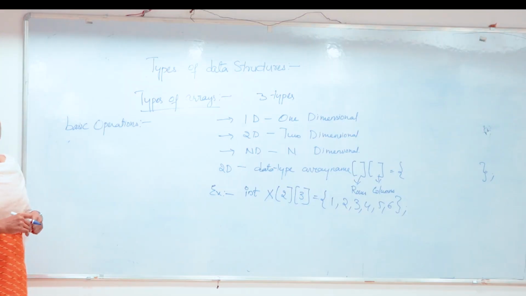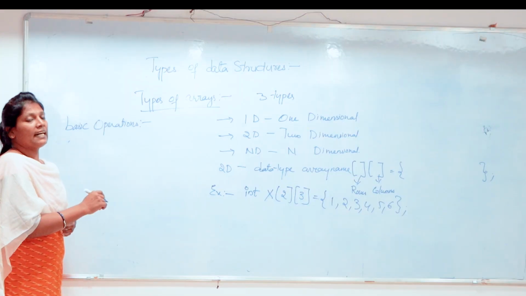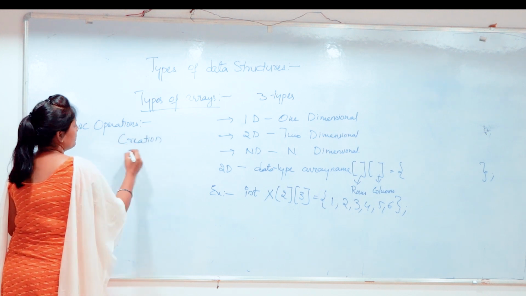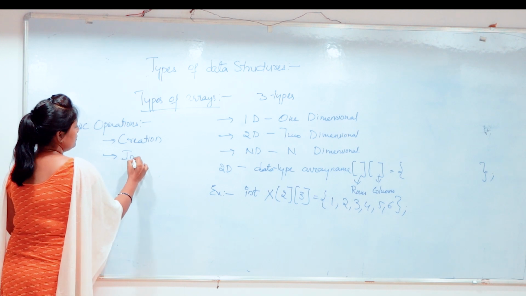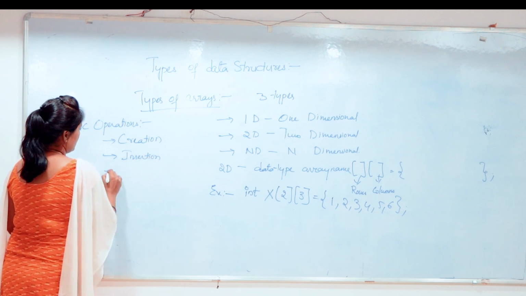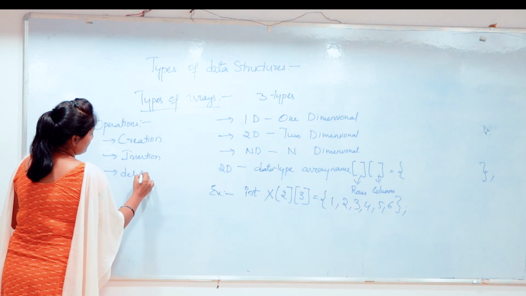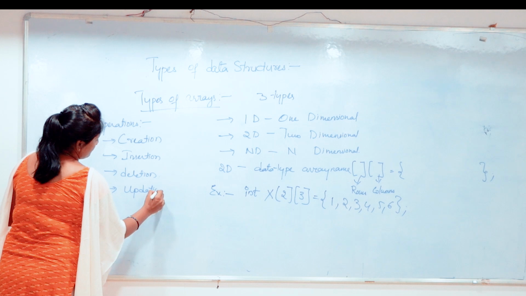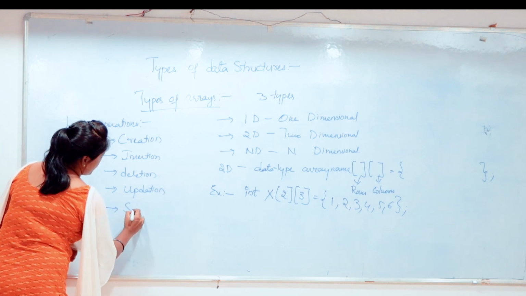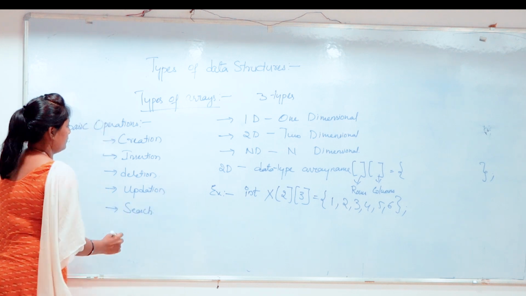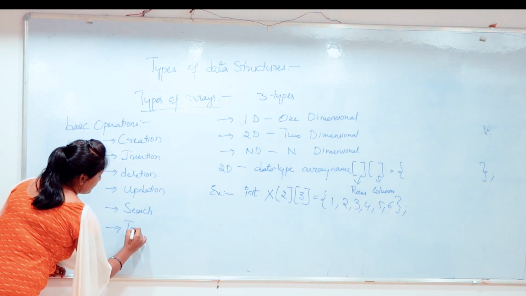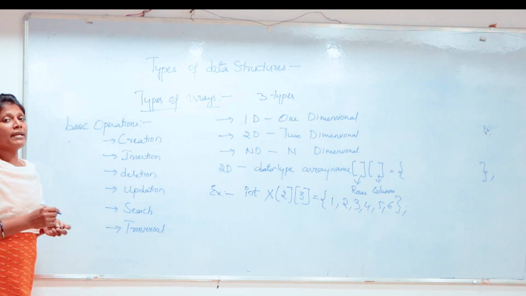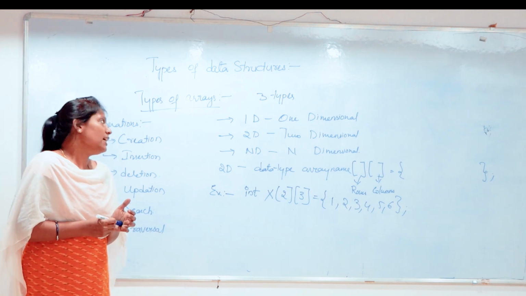Here, the basic operations that can be performed on this array are first creation, insertion, deletion, updation, search, and traversal. These are the basic operations that will be performed on the array.